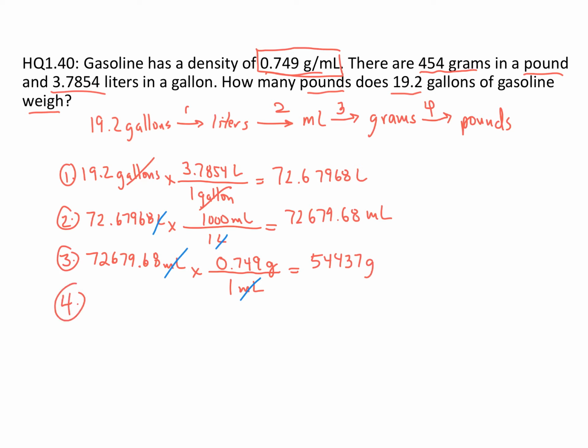Now I'm ready for step 4. Step 4, converting from grams to pounds. 54,437 grams. And I know that in 1 pound, I have 454 grams. Again, keeping track of units, grams would cancel out, and I'd be left with 120 pounds.